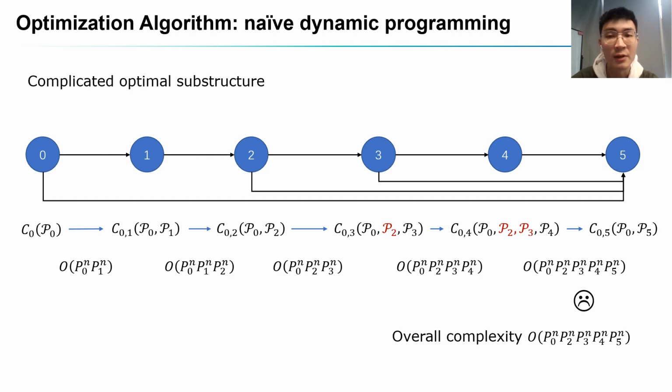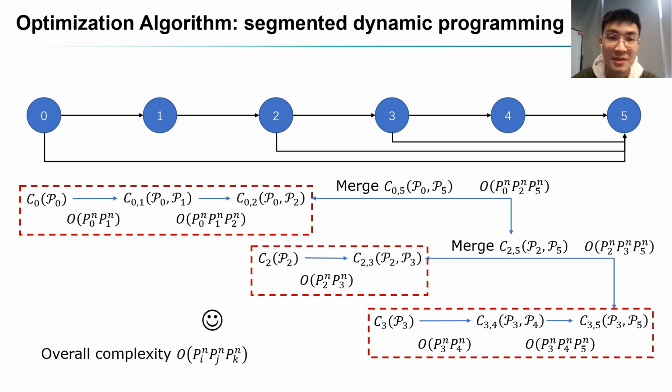However, in our scenario, naive dynamic programming is still too complicated. Specifically, one operator's partition state should be kept in the optimal substructure until the iteration reaches the furthest target operator of its outgoing edges. The complexity grows exponentially with the number of operators whose partition states are kept in the optimal substructure. To solve this, we utilize segmented dynamic programming.